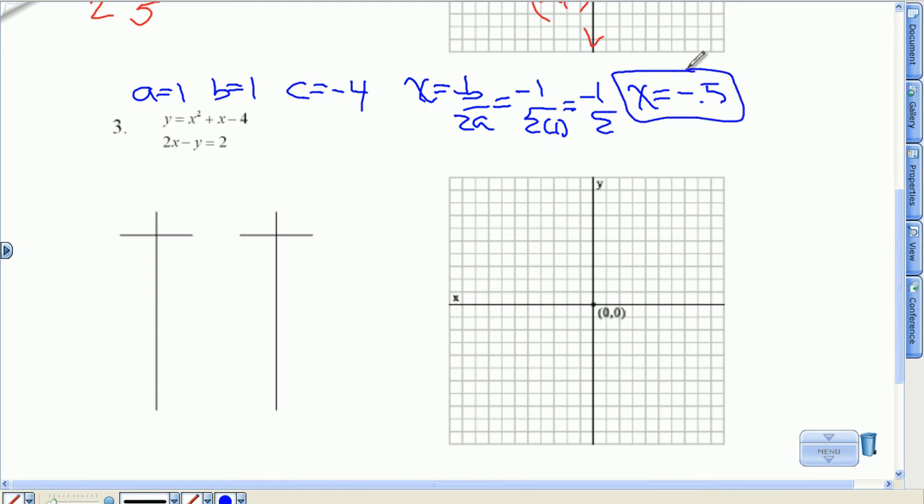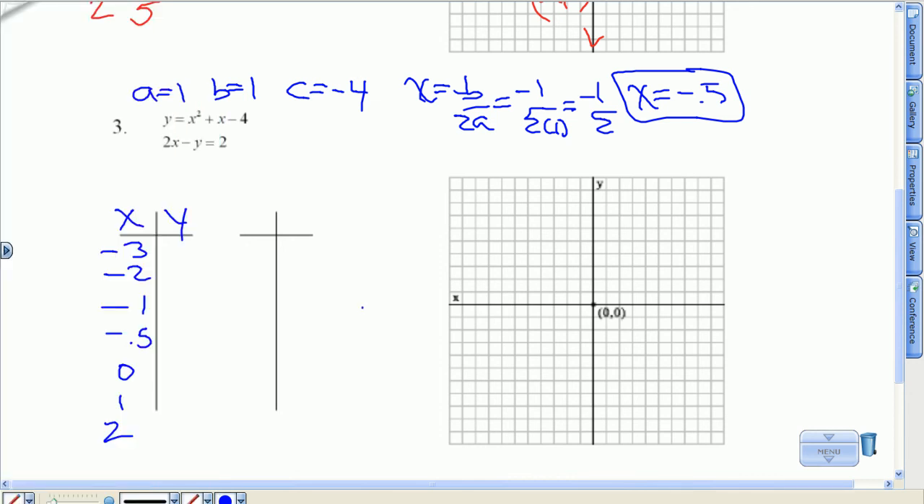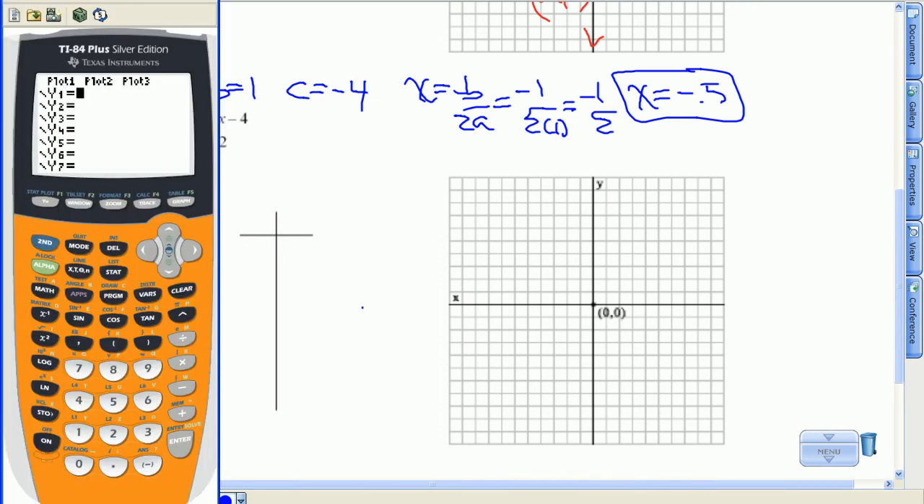Okay, so negative 0.5 goes in the middle of our table. Integers smaller than negative 0.5 are negative 1, negative 2, and negative 3. Larger than negative 0.5 are 0, 1, and 2. So when we go to our table of values here, well, let's get our equation typed in. So we'll clear that out. I got x squared plus x minus 4.